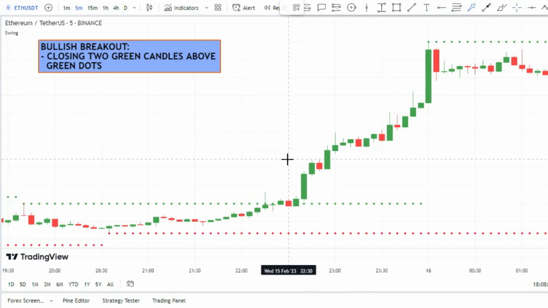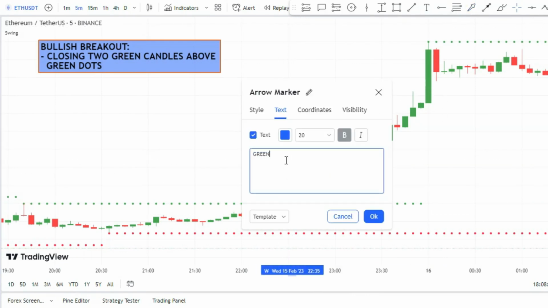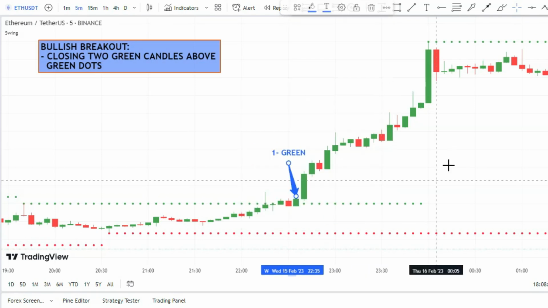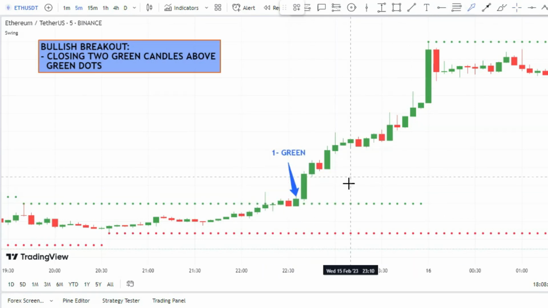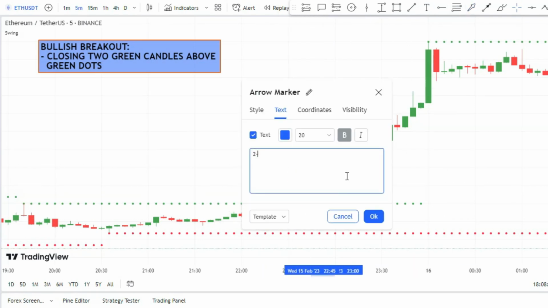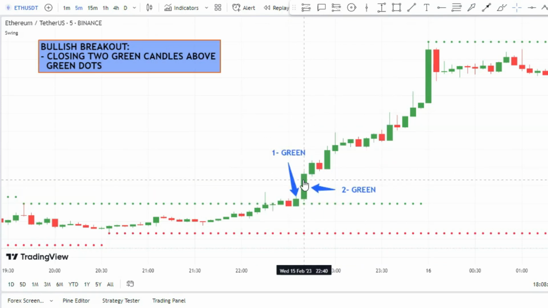However, in the next candle, the price closed above the green dots again, and the following candle was also green and above the dots. This sequence of two consecutive green candles closing above the green dots confirms a valid bullish breakout.